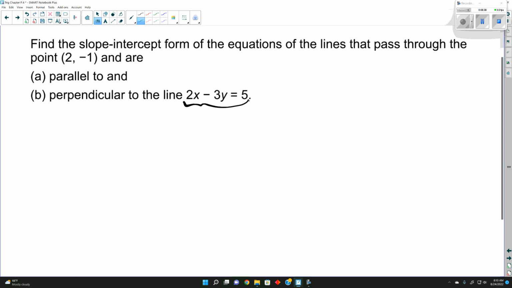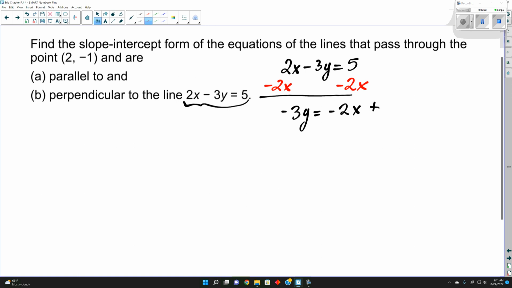First thing we need to do is find the slope of this line. And the easiest way to do that is to get it into y equals mx plus b form. So the first thing we can do is subtract the 2x from both sides. Then what are we going to do next? We're going to divide by -3, yes?